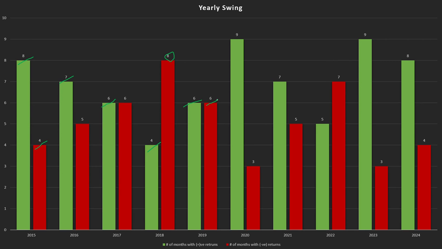2019, 6 positive, 6 negative, and then came 2020. So very, very good year for this sector. 9 out of 12 months gave positive returns. 2021, 7 positive. 2022 was not so good year for this sector, only 5 positive returns. 2023 again was a very good year for this sector, with 9 months giving positive returns. So is the case of 2024, 8 months gave positive returns.